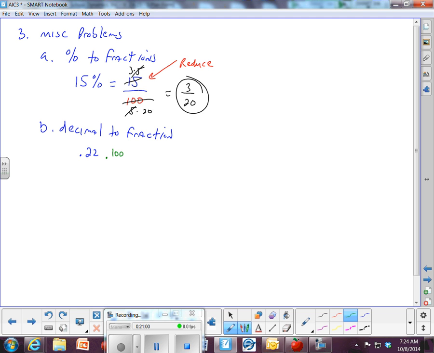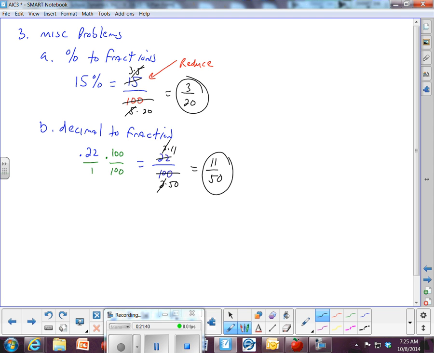But remember, I need to multiply by a form of 1. So I'm going to multiply it times 100 over 100. 100 times 0.22 is 22. 1 times 100 is 100. Again, I need to look to reduce. 22 is 2 times 11, and 100 is 2 times 50. And I got 11 50ths. So changing from a decimal to a fraction, you multiply by 100 over 100, and that's going to take care of that.